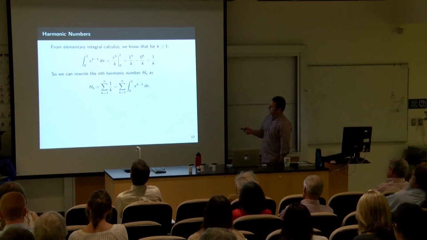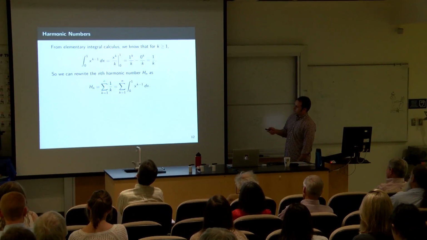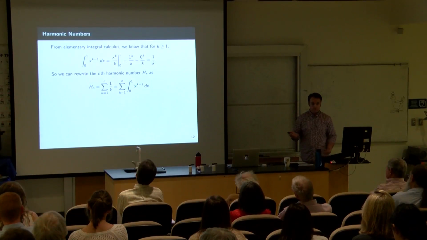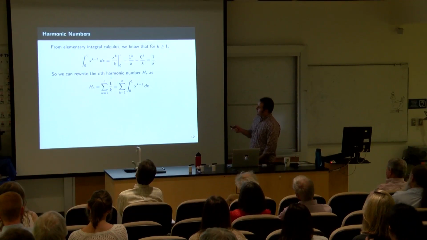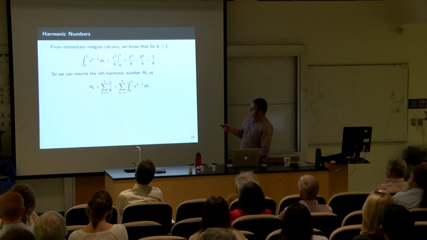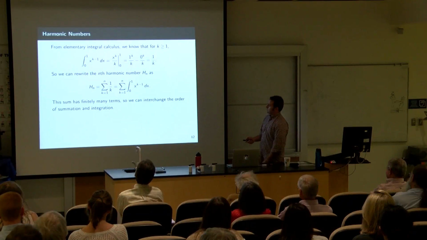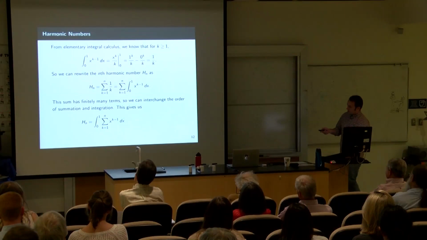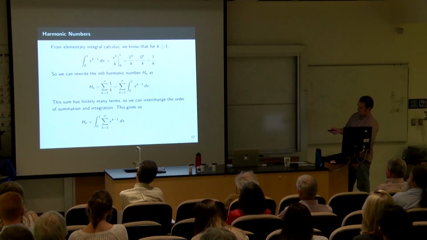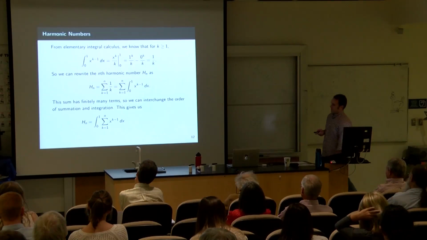Now, we can use this, right? Because we know the harmonic numbers are the sums of these reciprocals, 1 over k. So we can write 1 over k as this integral. Makes sense? Well, this sum only has finitely many terms. Everything is nice. You can interchange the order of the summation and the integration. So this gives us H_n is just the integral of the sum of all these x to the k minus 1.